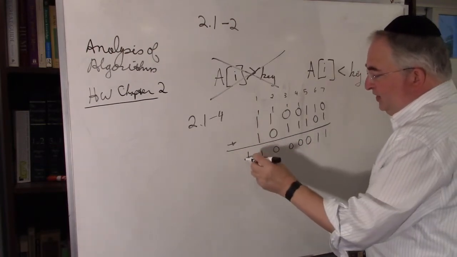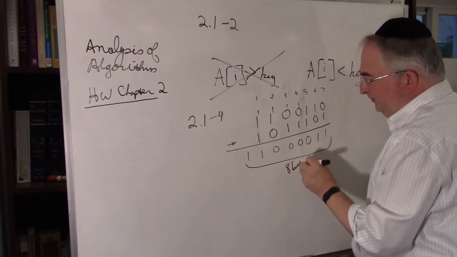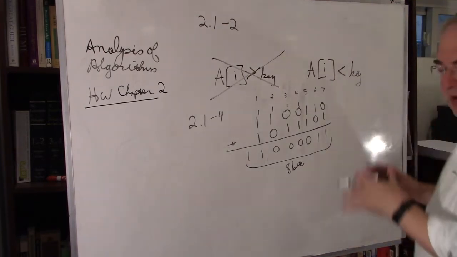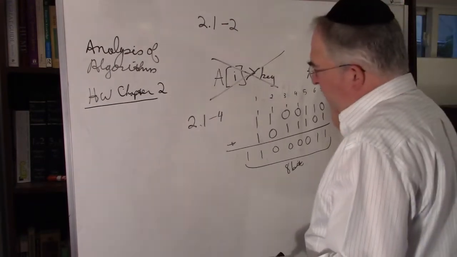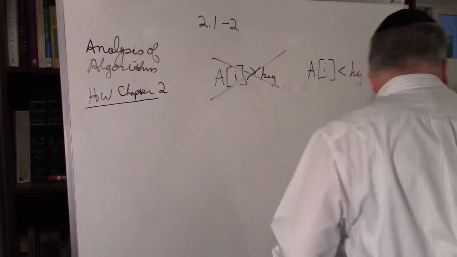Now this is an 8 position. This is 8 bits, and so we have to worry about that. Okay, so that's how you add binary numbers. Okay, good. Now I want to write a program that does it. Pseudocode, an algorithm that does it.